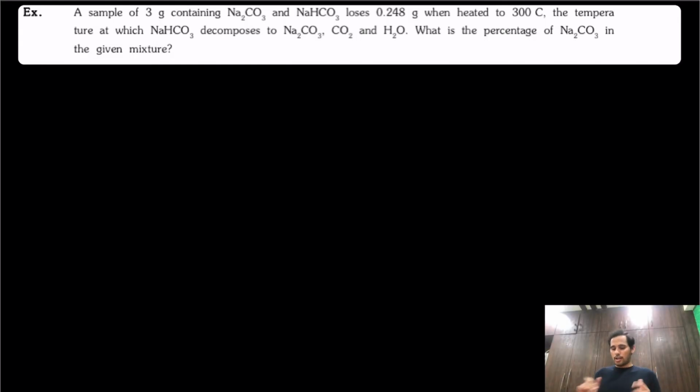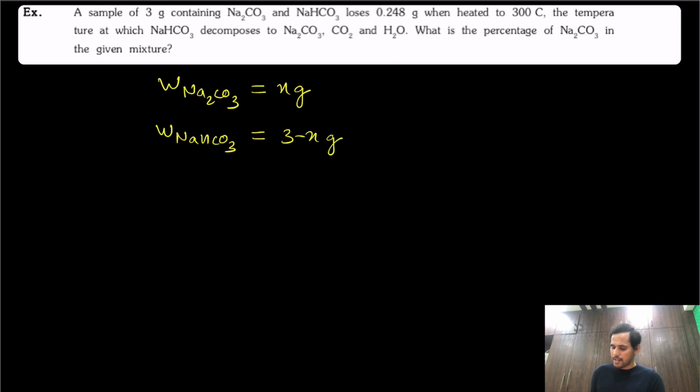Okay, so let us get into the solution of this question, and as you can see that there is a sample of 3 grams and it contains Na2CO3 as well as NaHCO3. So let us say I'm saying that weight of Na2CO3 is x grams, and what about weight of NaHCO3? It is, let us say, 3 minus x grams, क्योंकि टोटल कितना है 3. So अगर Na2CO3 x है तो ये कितना हो जाएगा 3 minus x.